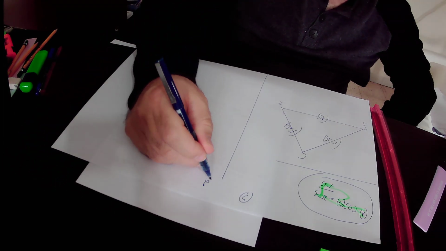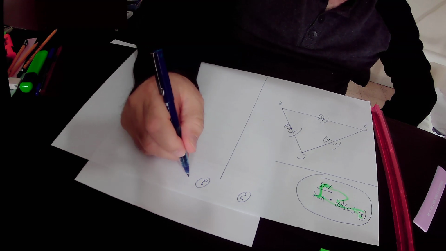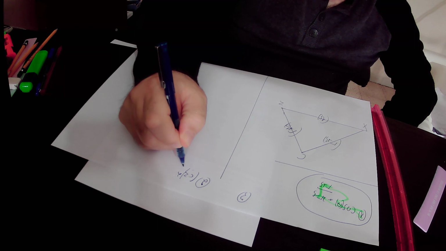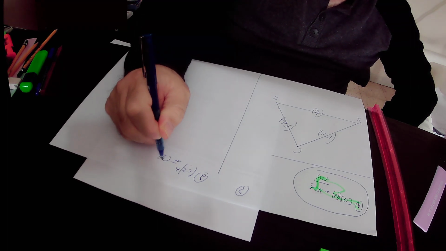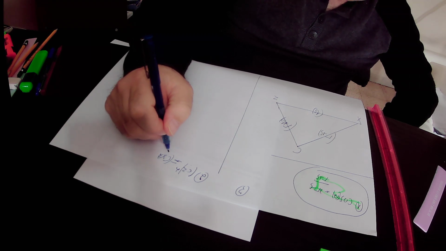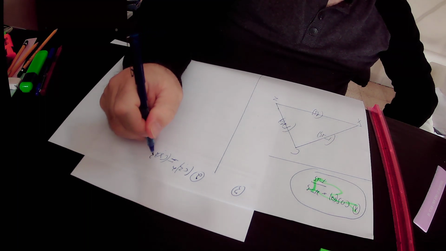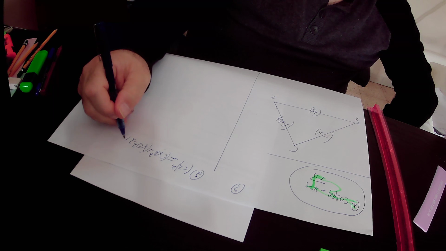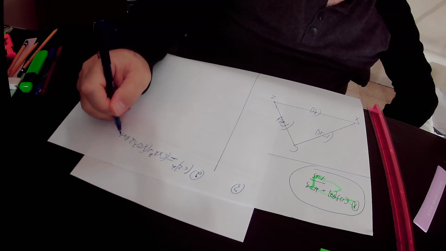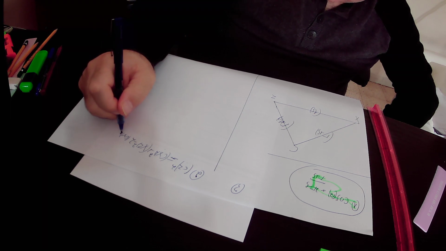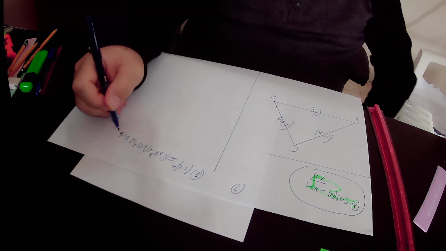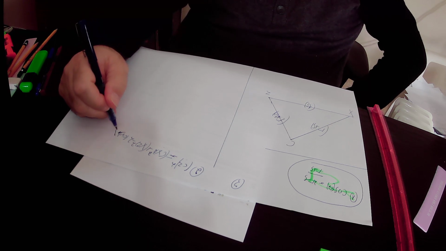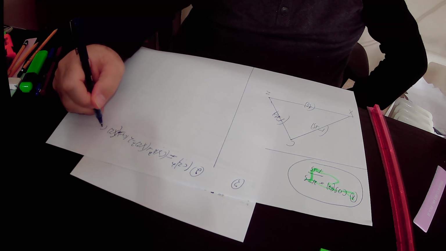According to the law of cosines, we will get that CZ squared equals CX squared plus XZ squared minus 2 times CX times XZ times cosine theta.